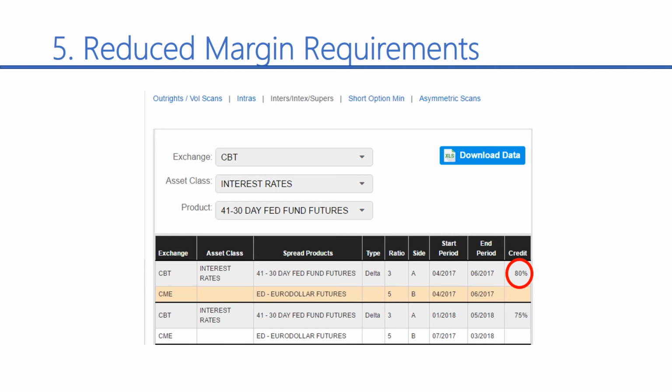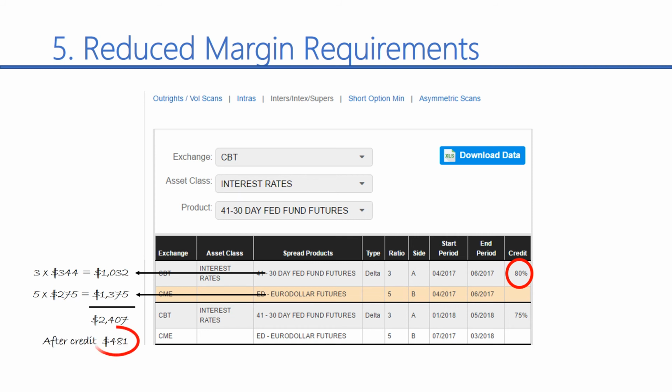If we held 3 Fed funds contracts with a margin of $344 per contract, that would total about $1,000. Then there is the second leg of the trade. If we also held 5 Eurodollar contracts with a margin of $275 per contract, that would be an additional margin requirement of $1,375. Combined, this trade would require a margin deposit of about $2,400. However, when we apply the 80% credit, this reduces the margin for the entire package down to less than $500. Spread trading stretches your margin investment.